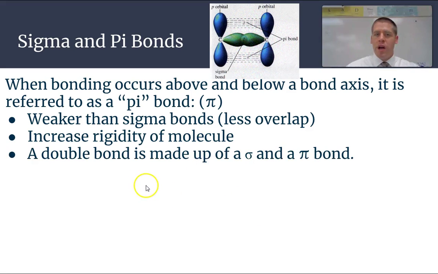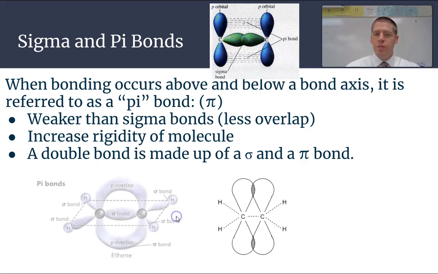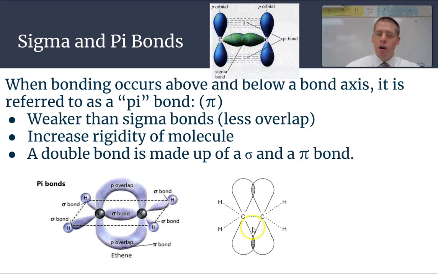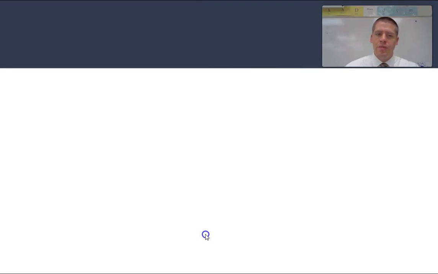As I said before, a double bond would be made up of one sigma bond. The first one is always a sigma, and the second one is always pi. Here's a good picture to show that small amount of overlap in the p orbital and the pi bond, and another picture, almost like that first one that I showed you, where it shows the p's bending towards each other almost.